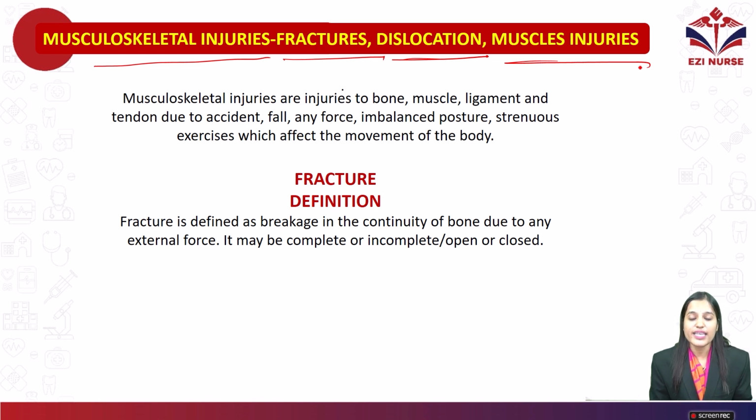Musculoskeletal injuries means injuries happening in the muscles, bones, ligaments or joints. That is called musculoskeletal injuries. It may be because of a sudden fall, an accident, any force or imbalanced postures. This may affect the movement of the body. So musculoskeletal injury is nothing but injuries that may happen in the bones, muscles, ligaments, joints, maybe because of an accident, a fall, or any imbalance.